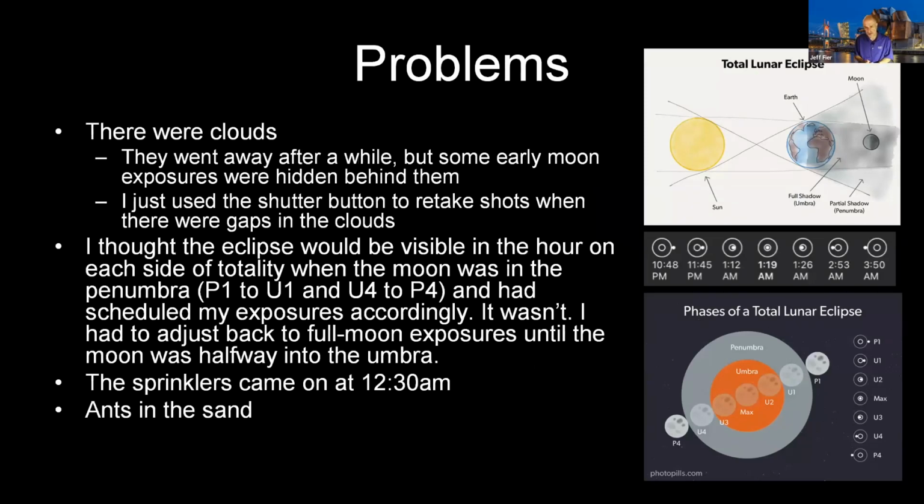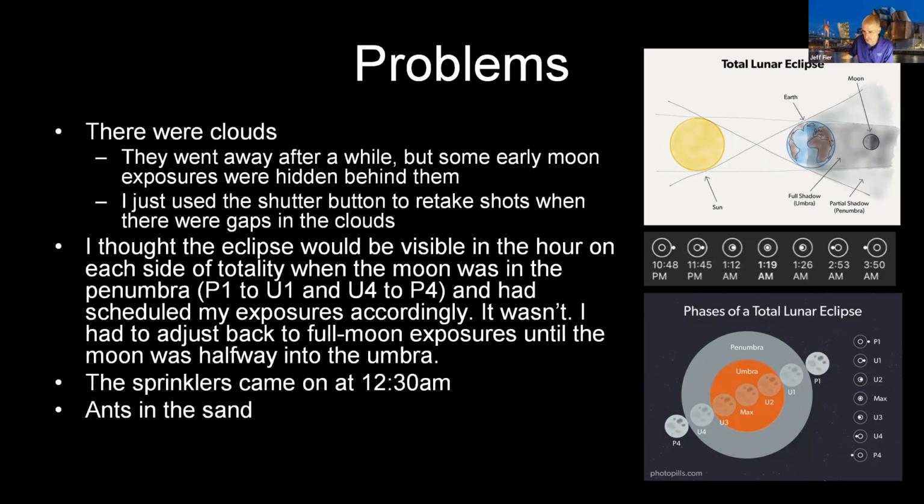Okay, so I was all set, had my intervalometer programmed, went out there, set up in the location that I'd figured out from my scouting and PhotoPills. And of course, there were problems. The first problem is there were clouds that evening. The weather forecast, however, said the clouds were going to go away and they shouldn't really impact the eclipse too much. Well, they were there at the beginning, but they did eventually go away.